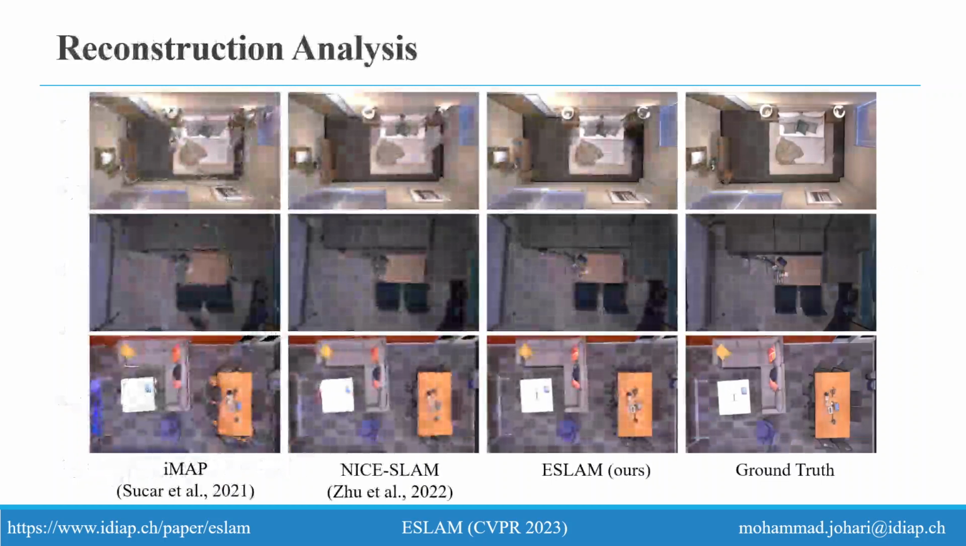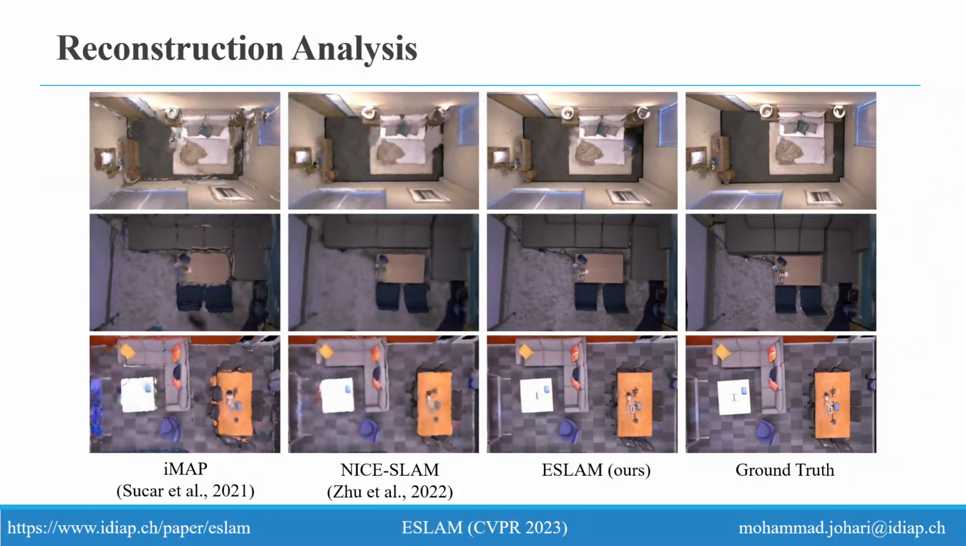We compare our method against state-of-the-art neural rendering SLAM methods, iMAP and NICE-SLAM. Here we show the geometry reconstruction quality on the Replica dataset. As the results show, our method better preserves the details of a scene and generates fewer artifacts.